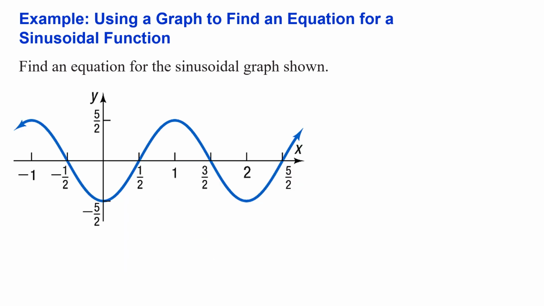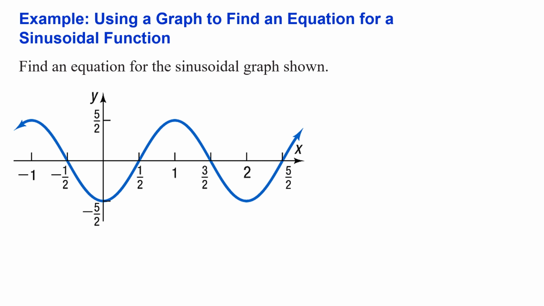In this problem, we're asked to find an equation for the sinusoidal graph shown, and the graph given has a domain of negative infinity to infinity and a range of negative 5/2 to 5/2 inclusive. We are shown the graph in the viewing window of negative 1 to 5/2 on the x-axis and negative 5/2 to 5/2 on the y-axis.